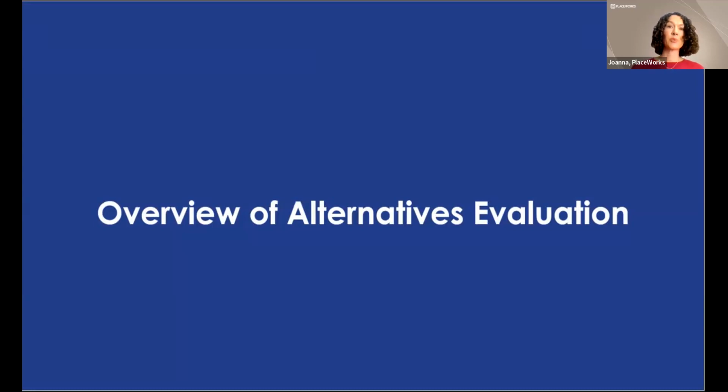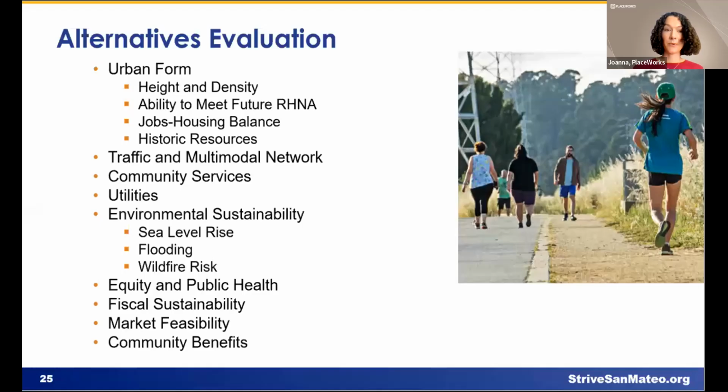So I just explained what the alternatives were, both the land use alternatives and also the circulation alternatives. We created those with a lot of community input and with direction from your city council. And then we've spent the past few months evaluating and comparing those alternatives. And we want to share the outcomes of that process with you.